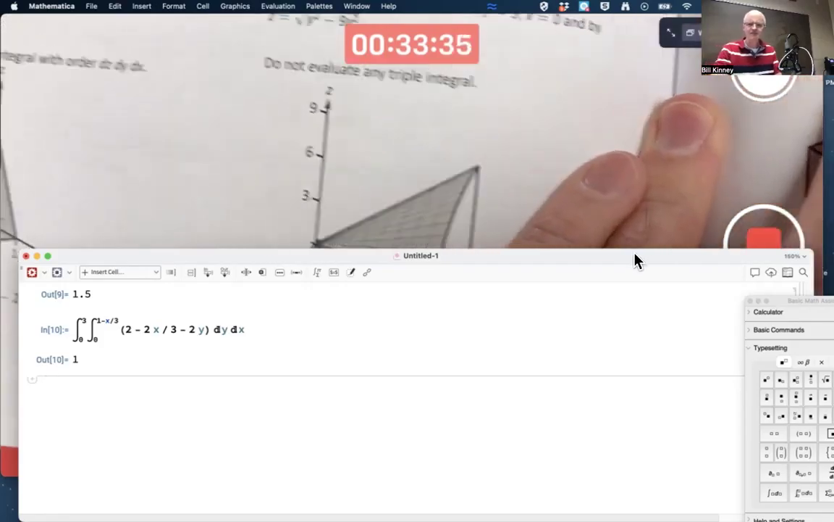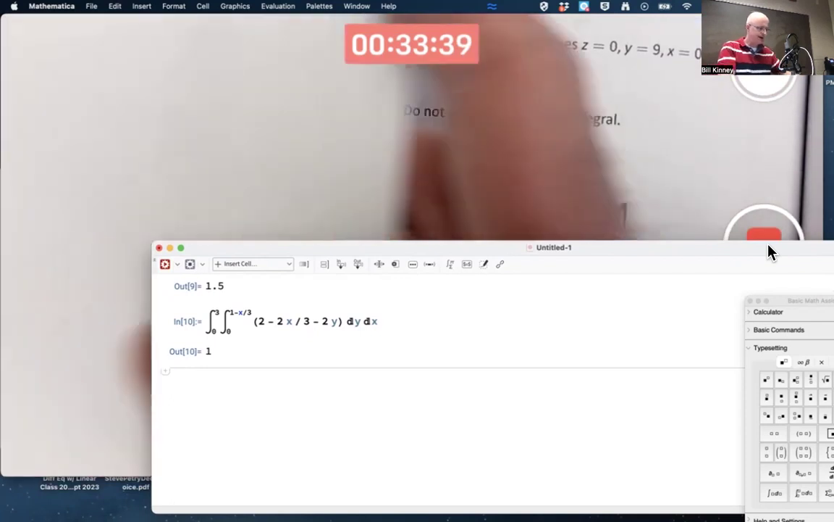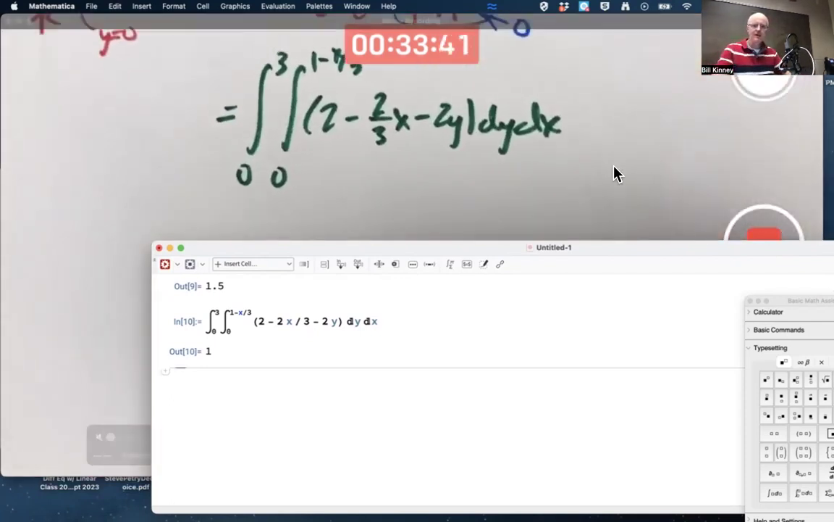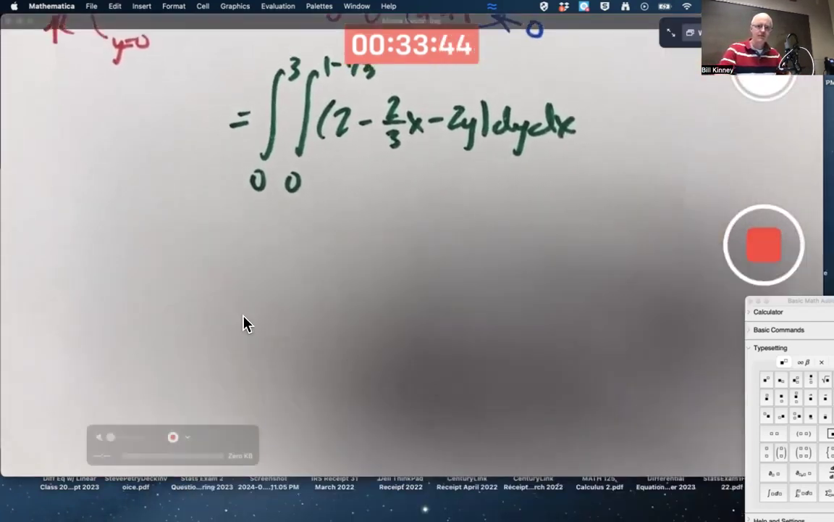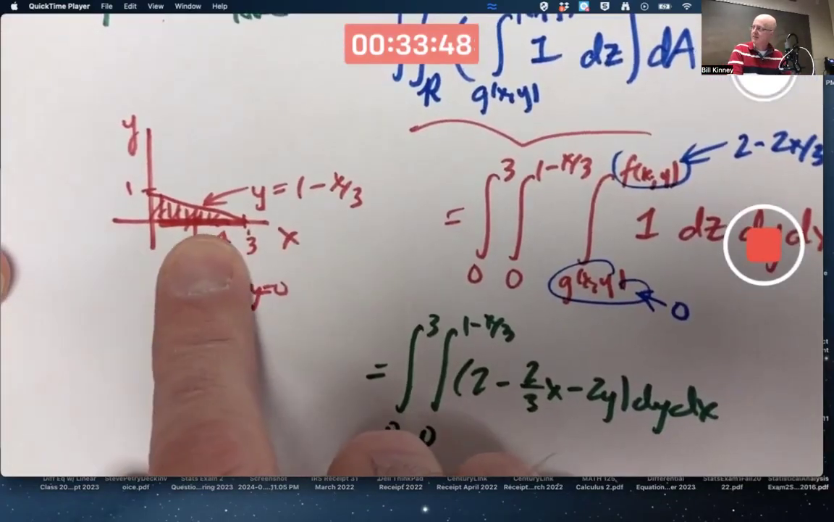How? Well, sort of with respect to the way we did it here, the trivial way to do it would be to think of this region as horizontally simple instead of vertically simple.